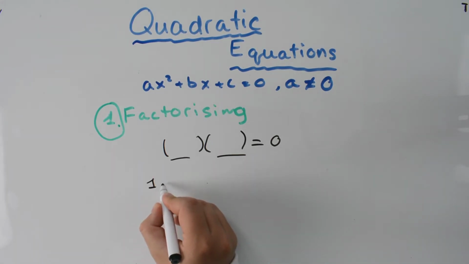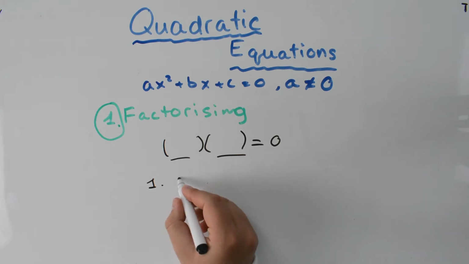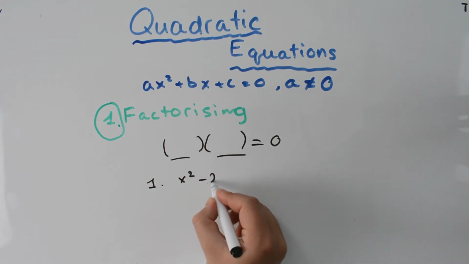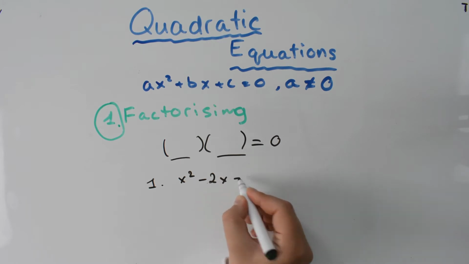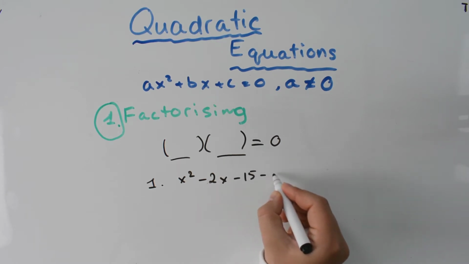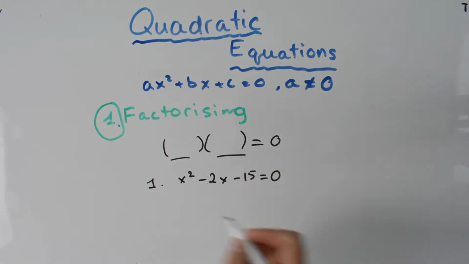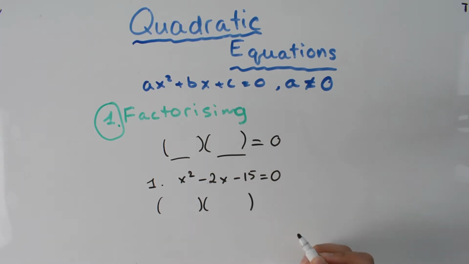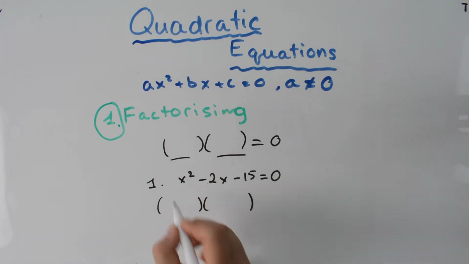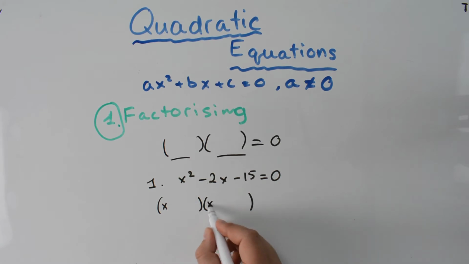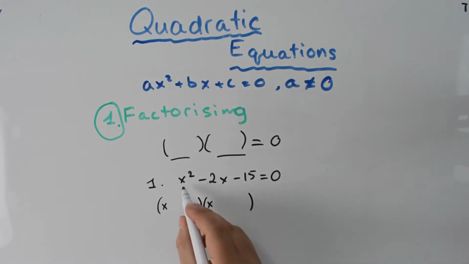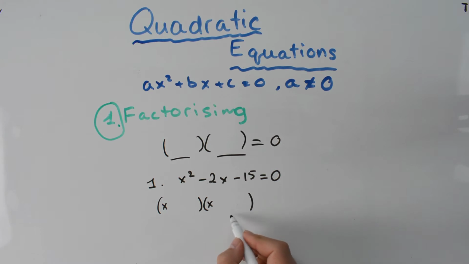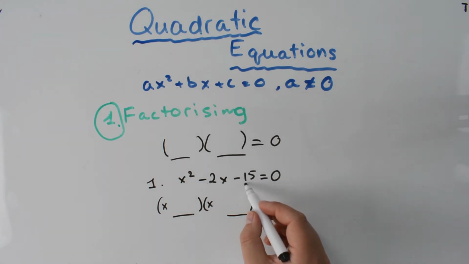So our first example is going to be x squared minus 2x minus 15 equals 0. So I'm going to write just two brackets, and then we need to think what to write in them. So first of all, we have x and x, because the coefficient of x squared is 1, the only way you can times x and x to get x squared is if you only have one of each of them. And then you need to work out what number to put inside the bracket.